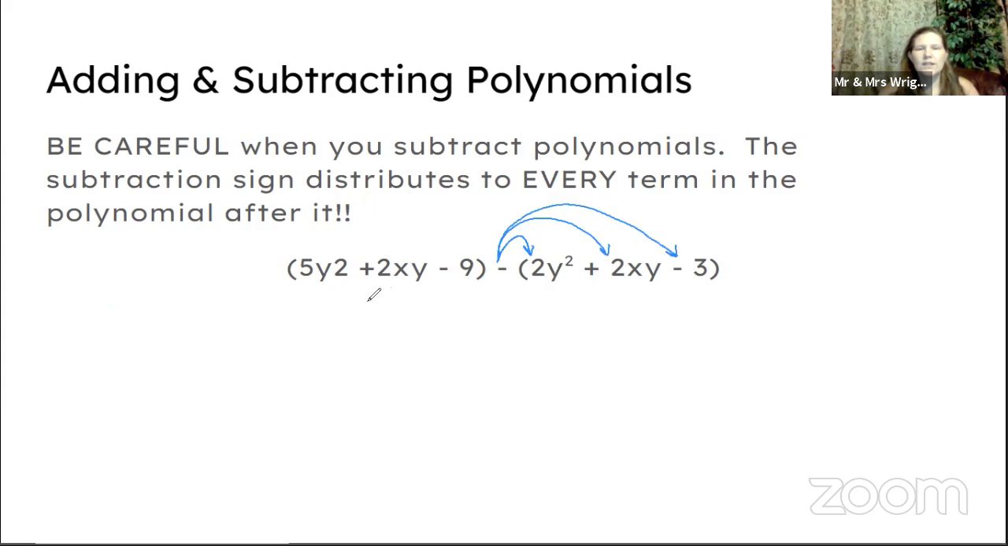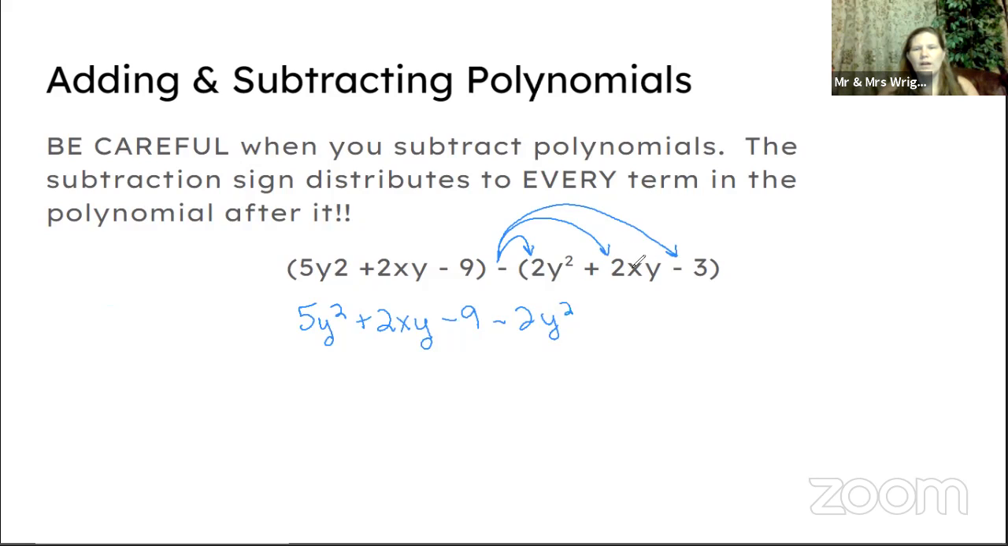So the first thing you have to do is rewrite, oops, that's supposed to be a squared. I'll have to go back and fix that. 5y squared plus 2xy minus 9, and now I'm gonna do this first. I'm gonna apply this negative to my first term, negative 2y squared. Now I'm going to apply this negative to my second term.